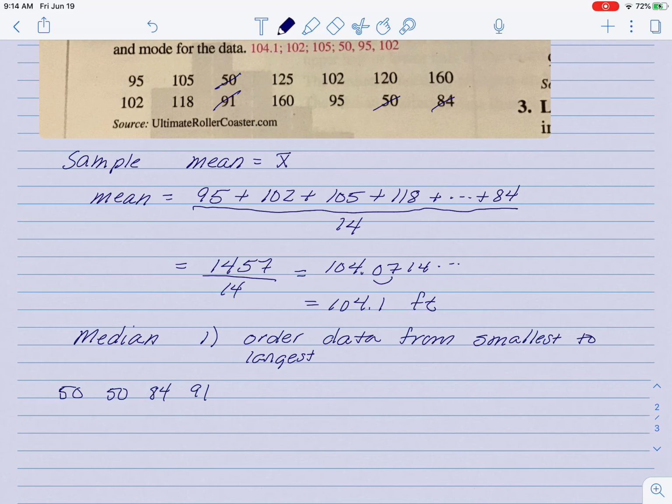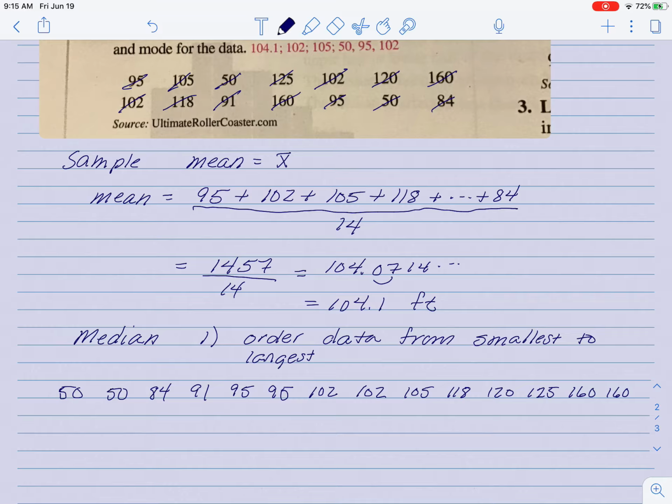91. 95 twice. 102. 102 again. 105. 118. 120. 125. And 160 twice. Okay, so I think that's all our data.